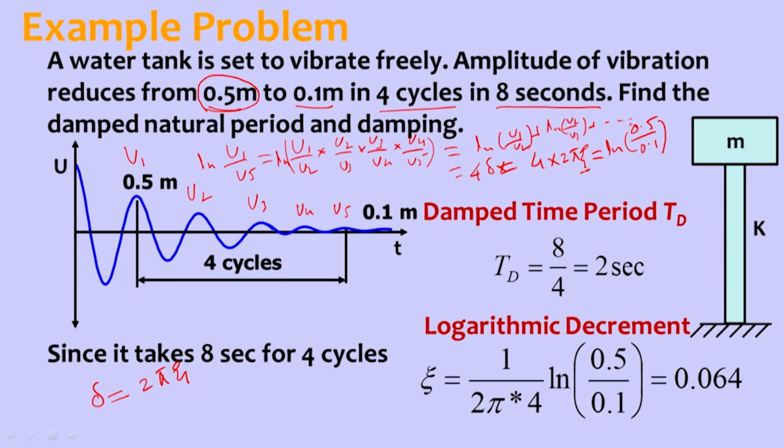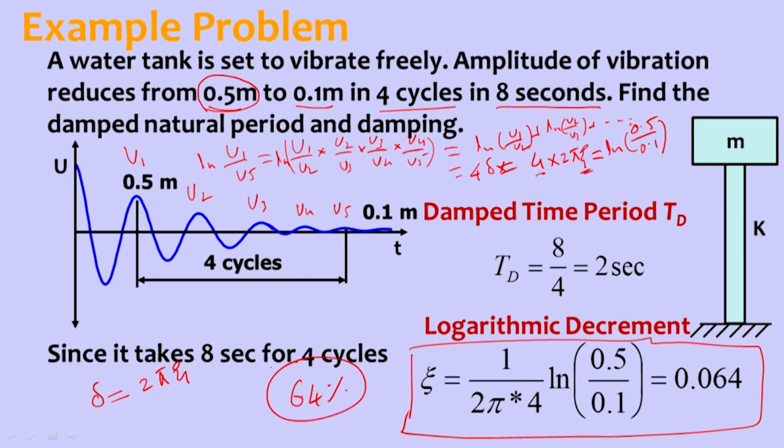From this, the zeta value can be found as zeta equal to ln of 0.5 by 0.1 divided by 2 pi into 4. So that's what is written here. And the value of damping is 0.064. So it essentially means 6.4% damping is present in the system.